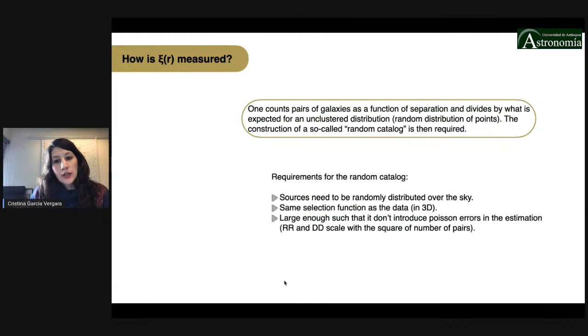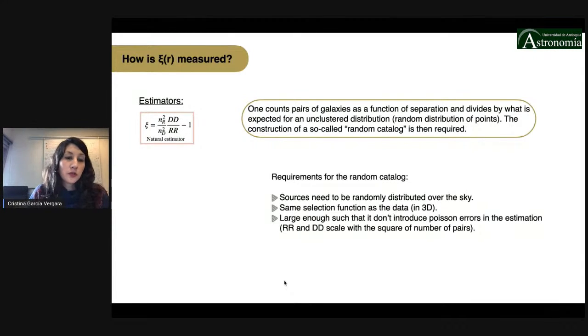This random catalog needs to be large enough in order to decrease the Poisson errors that you can have when you count the pairs with this catalog. Then several estimators have been suggested to measure the correlation function. Then this is the most basic one.